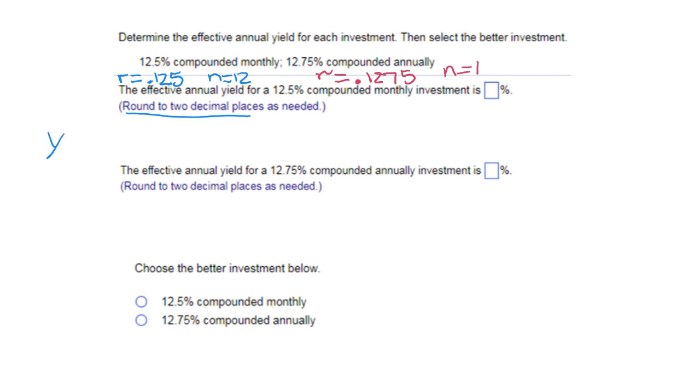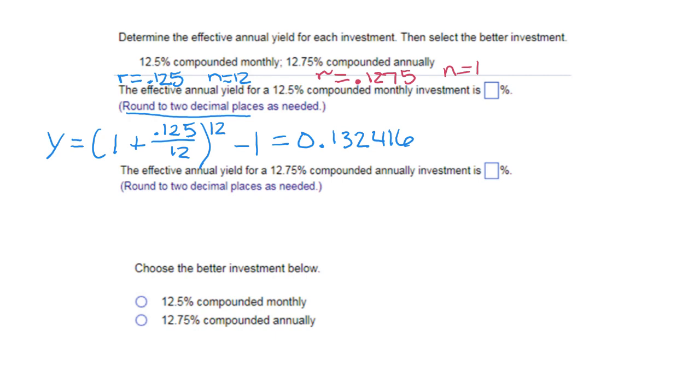So I have Y equal to parentheses 1 plus my interest rate divided by the number of compoundings, raised to the number of compoundings, and subtract 1. Now, if you place this in the calculator, remember to double check your values. Make sure you have the decimal in the right place and that you're putting in the right numbers. Essentially, this is what I'm coming up with: decimal point 132416. And I'm going to round to 2 decimal places.